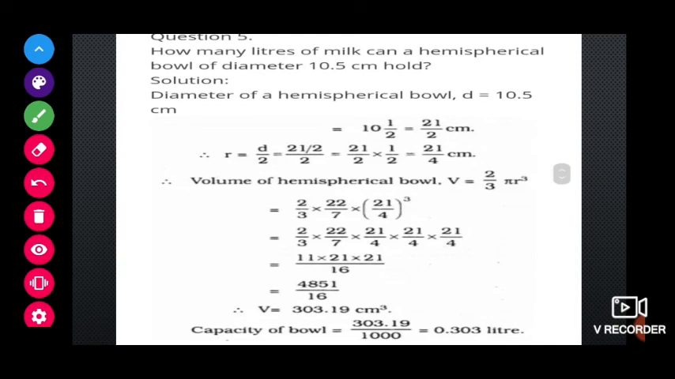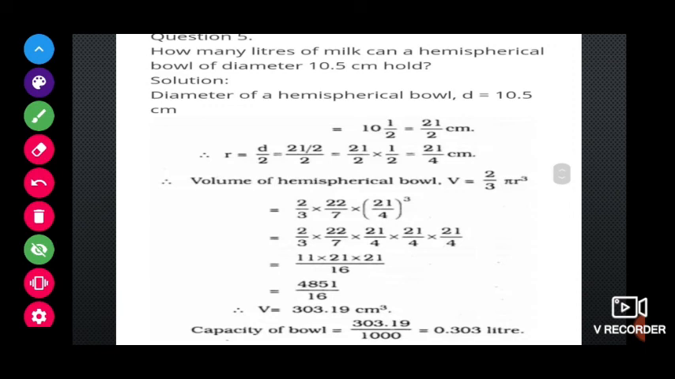Next, how many liters of milk can a hemispherical bowl of diameter 10.5 centimeter hold? See here, the diameter of the hemispherical bowl D is equal to 10.5 centimeter. So, D is equal to 10 1 by 2, that is 21 by 2. The radius will be D by 2, 21 by 2 by 2, we will get 21 by 4.